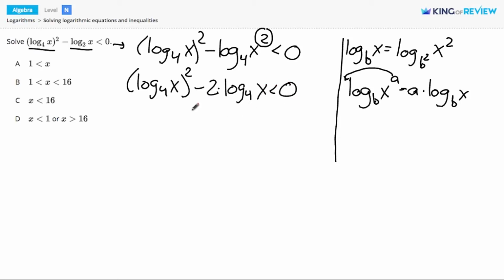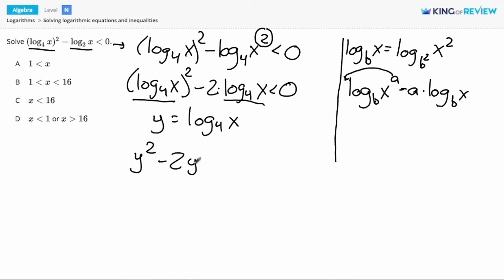Now that I have the log base 4 of x squared and the log base 4 of x by itself, it might be easier to introduce a variable y and set that equal to the log base 4 of x. Now I can plug y in every time I have log base 4 of x in my equation, and this is a much easier problem to solve. I can factor out a y and see that I have y times y minus 2 is less than 0.